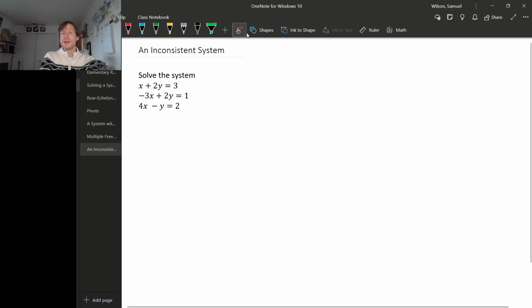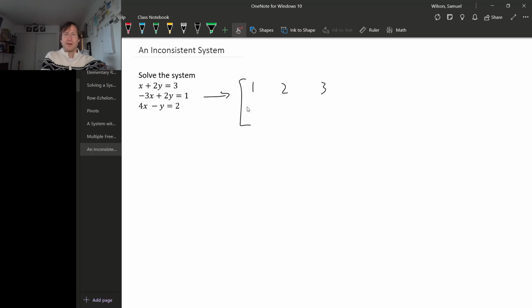Let's look at one more example of using this augmented matrix and row reduction process to solve a system of equations. So let's solve this system. It's a two-variable, three-equation system. So when we write down the augmented matrix for this system, we get 1, 2, 3, minus 3, 2, 1, 4, minus 1, 2. And now we need to row reduce.